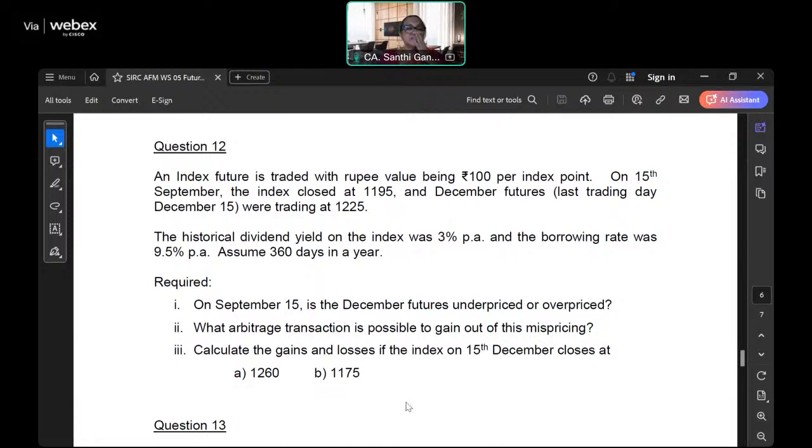How to go about doing this? Now you know spot price plus cost of carry will give you the theoretical value. Theoretical value and actual price, if they are the same, then there is no arbitrage opportunity. If there is a mispricing, you can have an arbitrage opportunity.